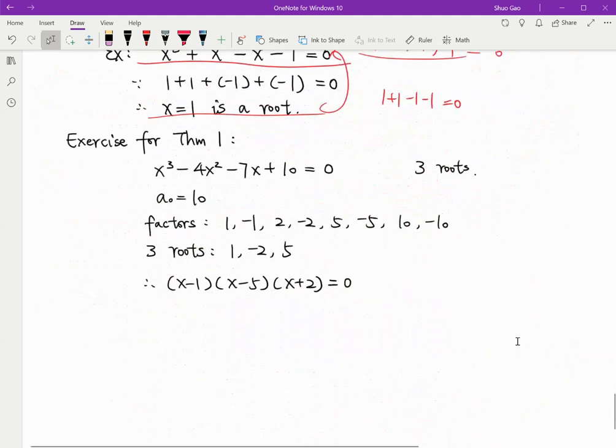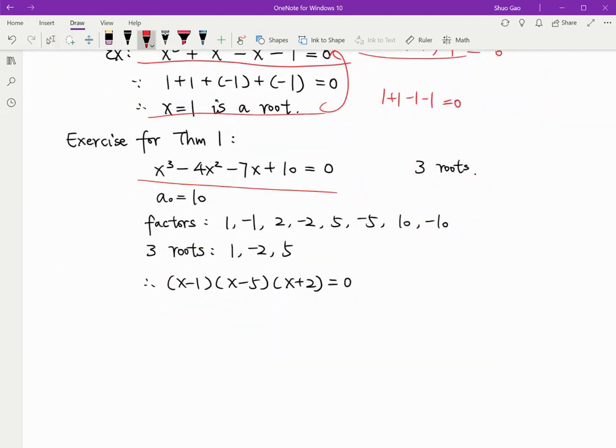So let's look at an example for theorem 1 here. Another example. We have this equation. From this equation, we know that there are 3 roots, because it's a third degree polynomial function. And the highest degree of x is x cubed, and the coefficient is 1. So we can first use theorem 1 to find if there are any integer roots.